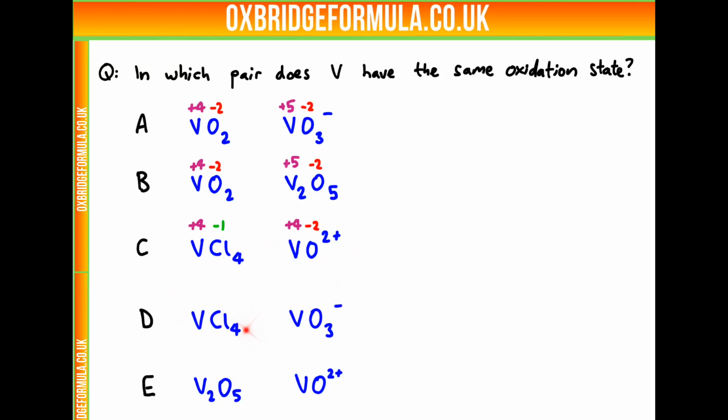So looking at D, we have VCl4 that we've already done, and VO3- that we've already done. And once again, we can see these do not have the same oxidation state of vanadium. Then what about E? We have V2O5, which had a +5 vanadium, and VO2+, which from before had a +4 vanadium. So we can see that using our rules, the only pair in which vanadium has the same oxidation state in both species is C. So this is our final answer.